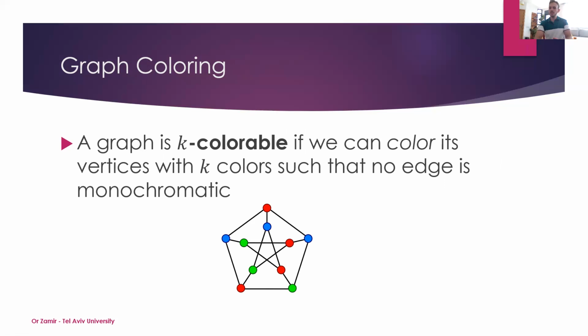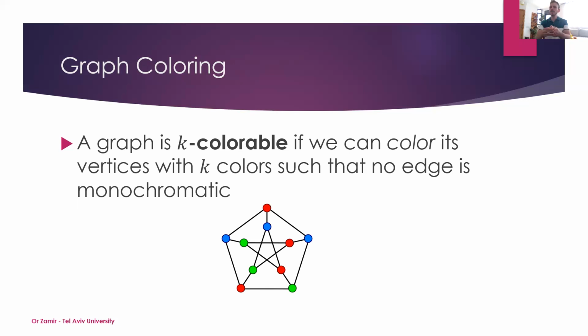So in the problem of graph coloring, we want to determine whether or not graphs are colorable with this or that amount of colors, or what is the minimal number of colors you need in order to color a graph. So let's begin with a quick reminder. We say that a graph is k colorable if we can color its vertices with k colors.